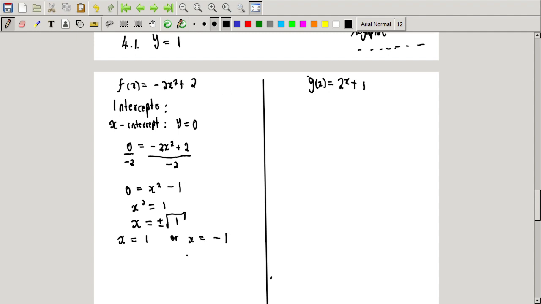It is good because we got the two x-intercepts. When you are working with a quadratic function, at maximum we can get two x-intercepts.